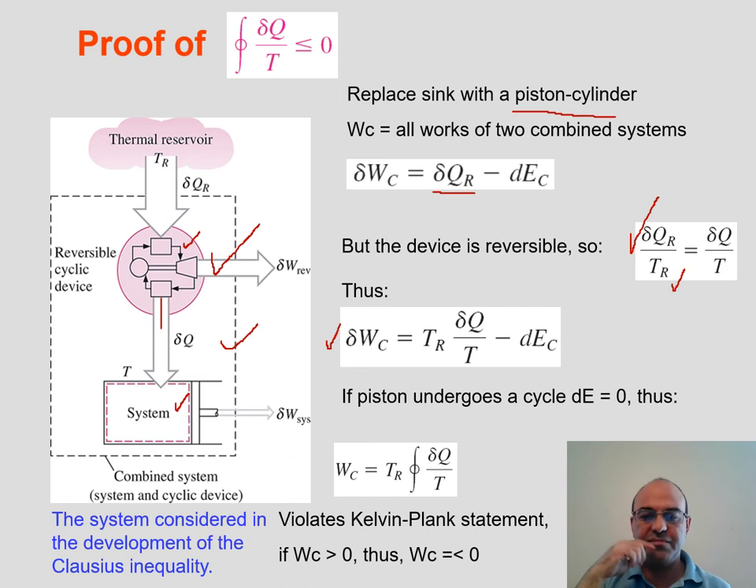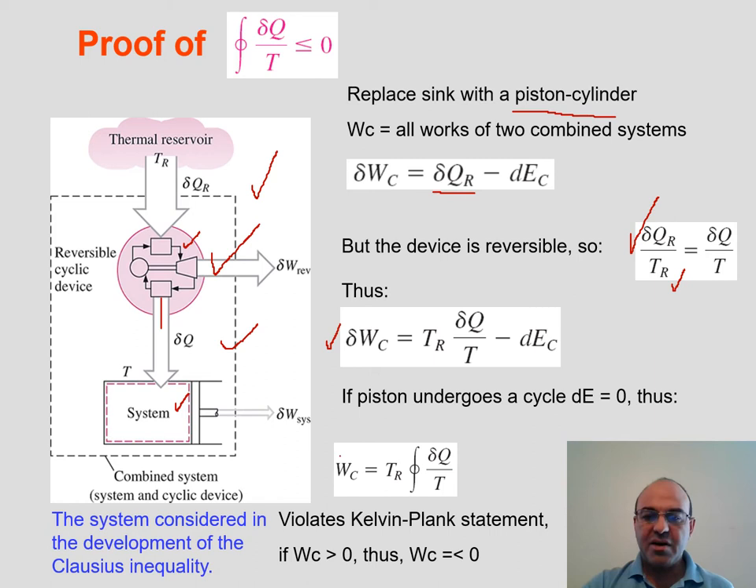Now if you look at this heat engine here, what you see is that Q is coming in and the net effect is only a W which is generated. There is no heat rejected to any reservoir. So this actually violates the second law of thermodynamics. If you remember, this violates the Kelvin-Planck statement of the second law. As a result, this W, which is exiting this system, cannot be positive. If it's positive, then it will violate the second law. So as a result, WC is either zero or negative.